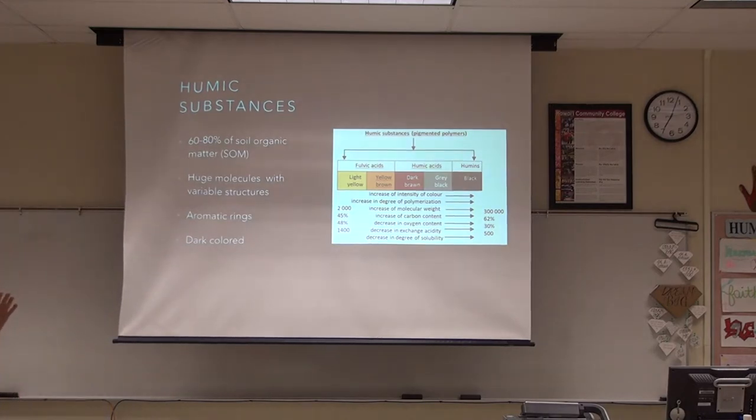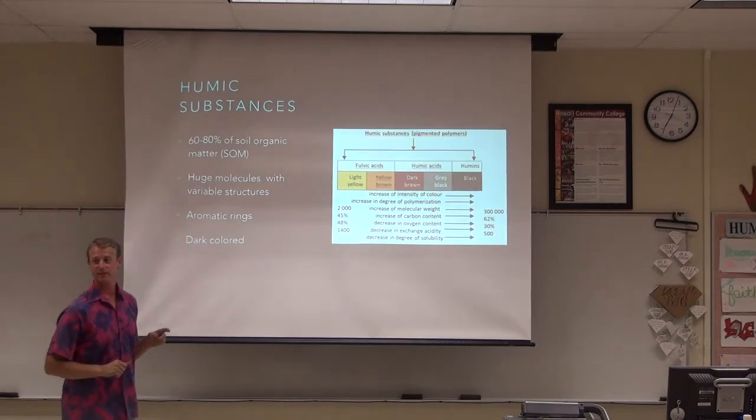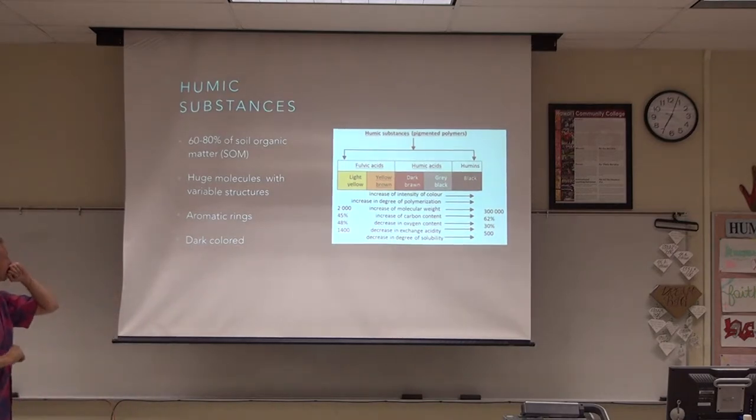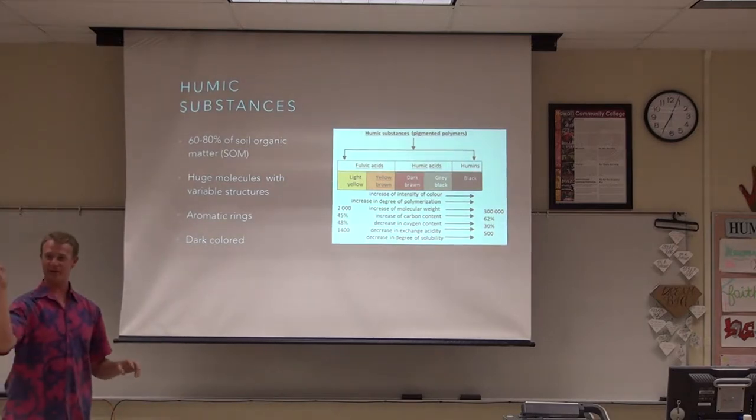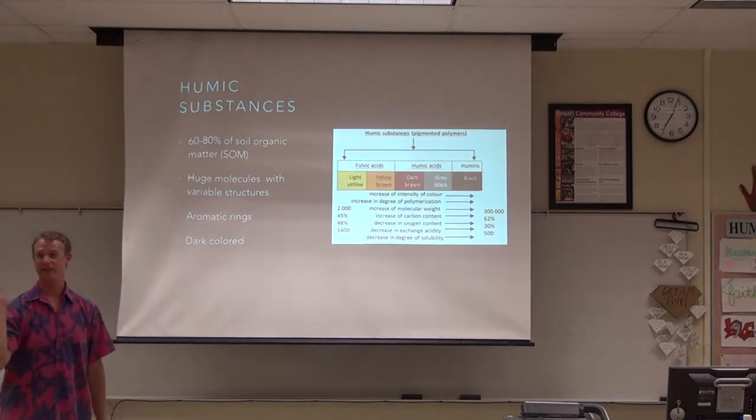Large molecules with variable structures. Aromatic rings, as we mentioned, carbon rings, and generally very dark colored. When I look at them under the SEM, the gold doesn't really give us an indication, but there's a gray scale that we compare it to, and they're generally very, very dark colored.